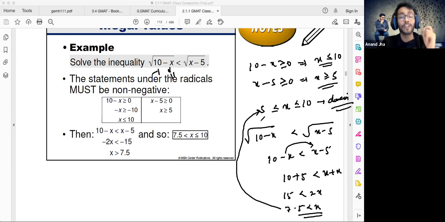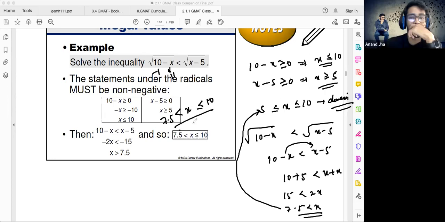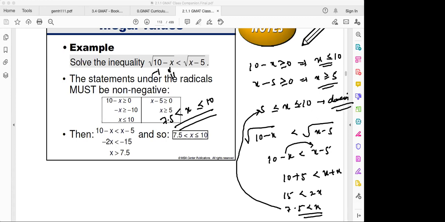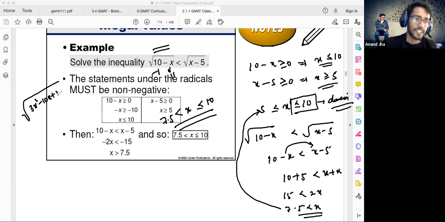So what is my final answer? Considering the domain, the final answer is X greater than 7.5 but less than or equal to 10, because I cannot exceed beyond this. In any inequality, this is the most important concern. Anywhere you see a square, they can give you a square root also. You have to check the root. You have to make it greater than or equal to 0 first. Always greater than or equal to.